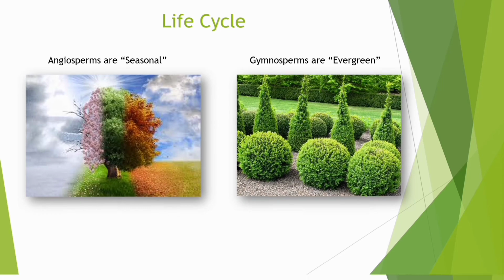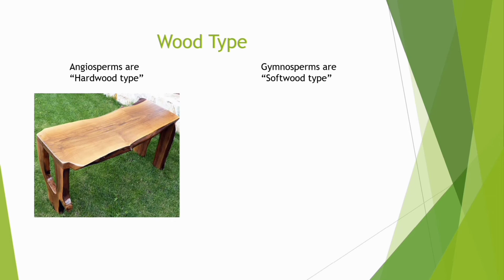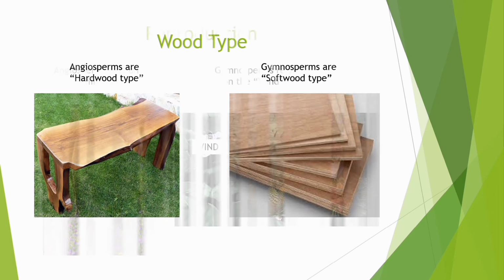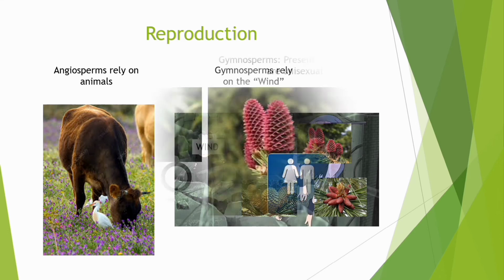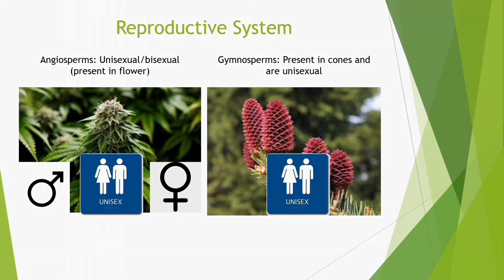The type of wood that angiosperms have is hardwood. On the contrary, the type of wood that gymnosperms have is softwood. Angiosperm reproduction relies on animals, while gymnosperm reproduction relies on wind. The angiosperm reproductive system could be unisexual or bisexual, while the gymnosperm reproductive system is present in cones and is unisexual.